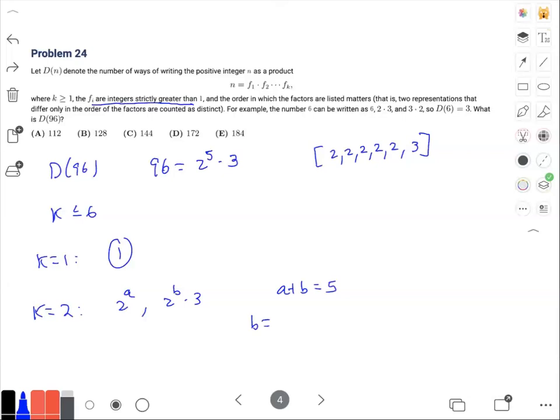Suppose b is a positive integer, and a plus b is 5. By stars and bars, or simply by listing 4,1; 3,2; 2,3; 1,4, there are 4 choose 1 ways to select this. Now, if b were equal to 0, then that forces a to be 5, so there's only one way to do that. And then there are 2 ways to arrange our 2 to the a and 2 to the b times 3. So that's 2 times (4 choose 1 plus 1), so 10 ways in this case.